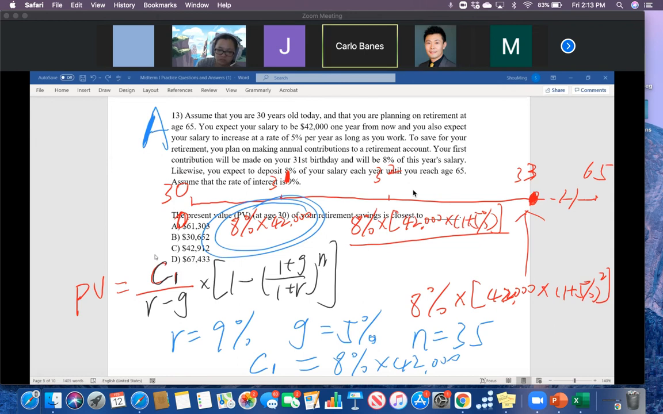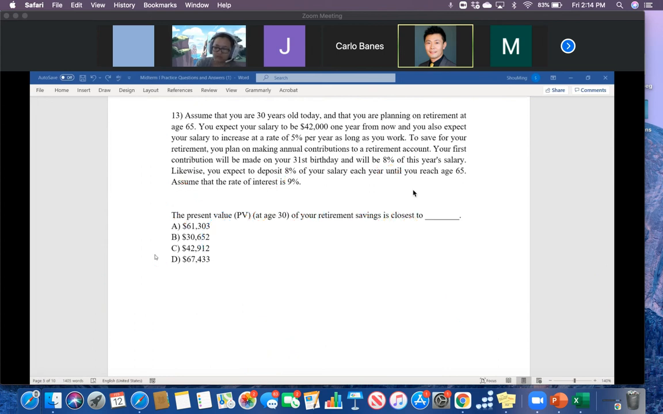Any question? I think you could do it. So the 8% only applies to calculating the C1? The 8% only calculates the C1, yes. Okay. Any other question? Good. Okay, let's move on.